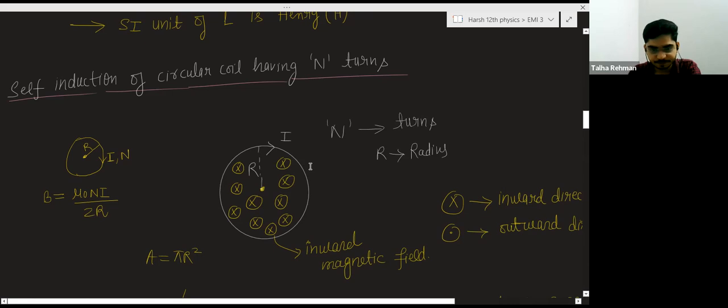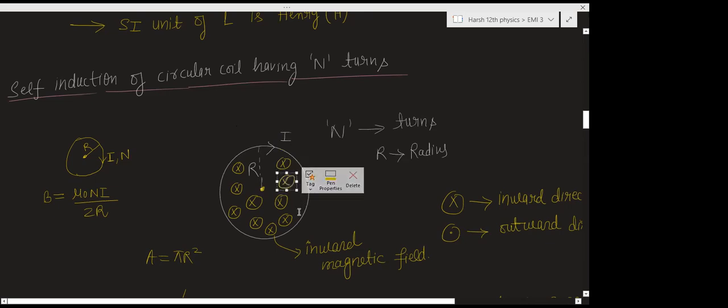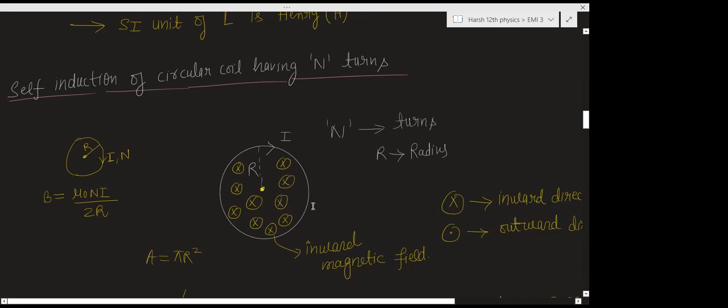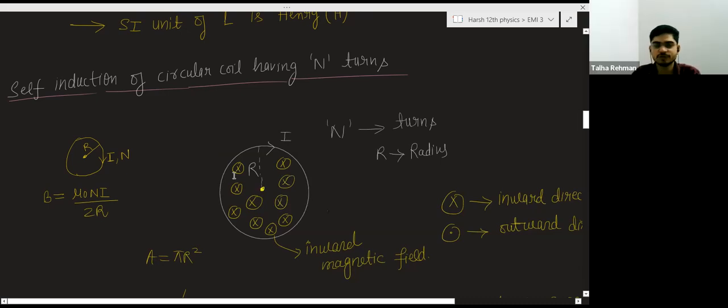See what is happening. If I say this current is changing with time, this current will change means this magnetic field will change. The magnetic field will change means the magnetic flux linked with the coil will change, which means there will be an induced EMF in this coil, and there will be an induced current also. So we want to find the self inductance of a circular coil having n turns. Inward direction is represented like this, outward direction is represented like this.